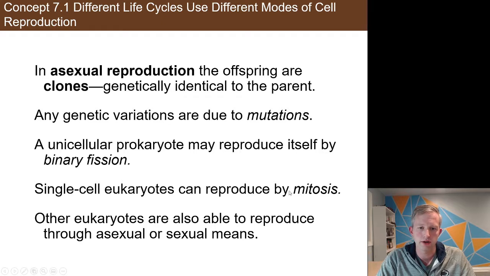Single-celled eukaryotes typically reproduce by mitosis, which again is the process that we're going to go into, prophase, metaphase, all of that. But if it's not accompanied by any sort of meiosis, if there's no sperm or egg involved, this is asexual reproduction.